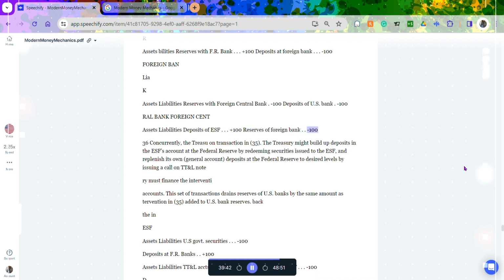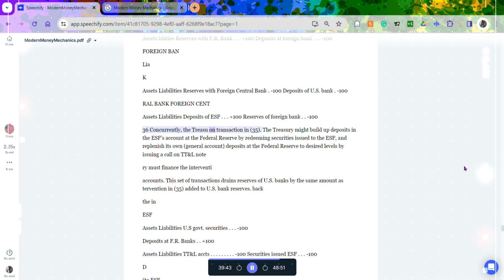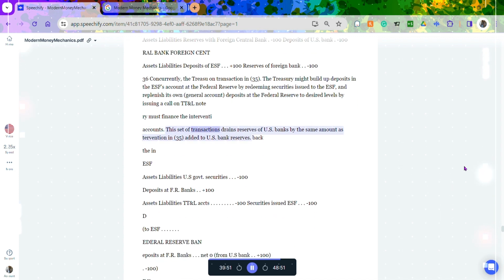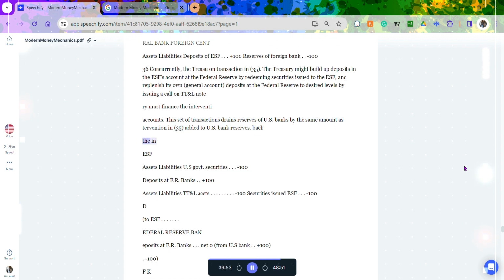36. Concurrently, the Treasury might build up deposits in the ESF's account at the Federal Reserve by redeeming securities issued to the ESF, and replenish its own general account deposits at the Federal Reserve to desired levels by issuing a call on TT&L note accounts. This set of transactions drains reserves of U.S. banks by the same amount as the intervention in 35 added to U.S. bank reserves.